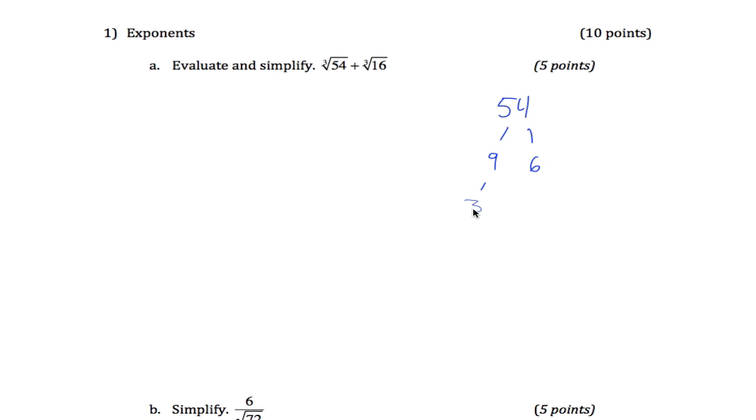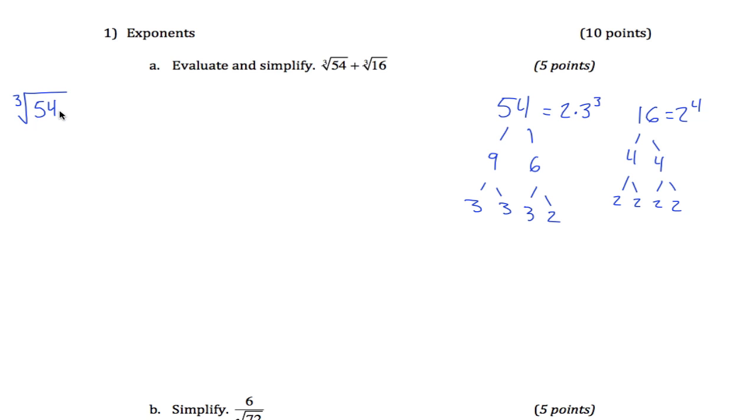54 is 9 times 6, which is 3 times 3 and 3 times 2. In other words, 54 is 2 times 3 cubed. And similarly, 16 we could write as 2 to the 4th power. I think that's helpful because, well, maybe I'll write one more step in here. The cube root of 54 is really just saying what is the cube root of 2 times 3 cubed.